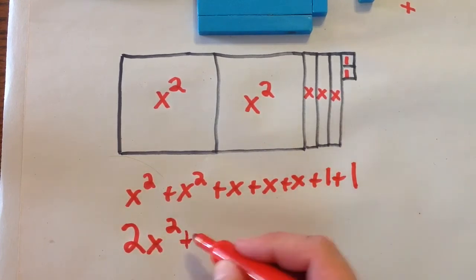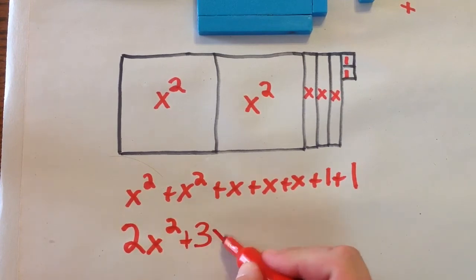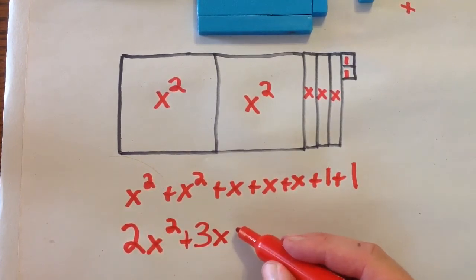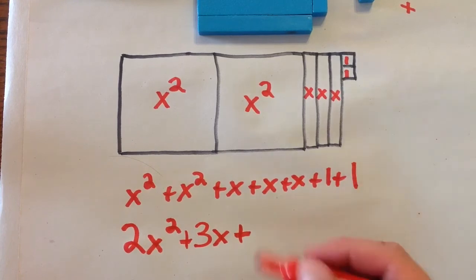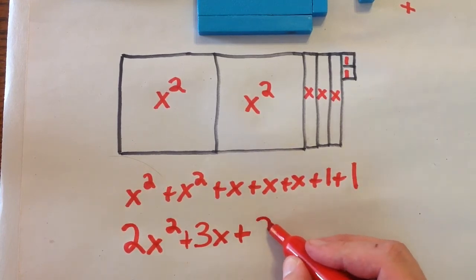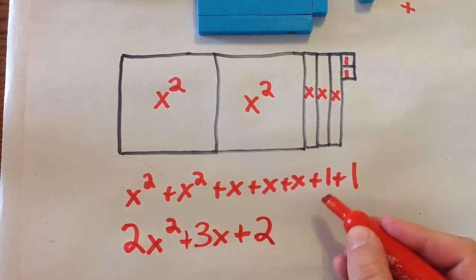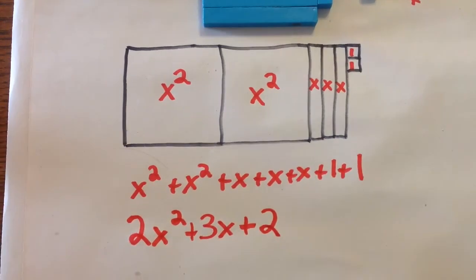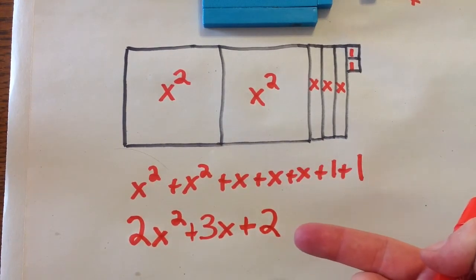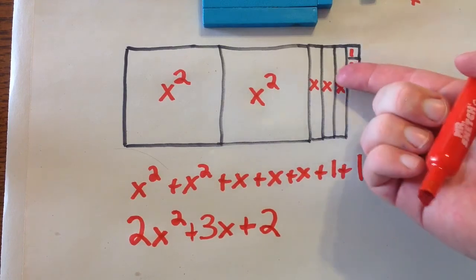Because I have 3 x's, I can say I have 3 x's, or 3 times x. Lastly, because I have 2 1's, I could say that I have 1 plus 1, or 2 times 1, which is equal to 2. Both of these algebraic expressions are equivalent to the area of our original figure.